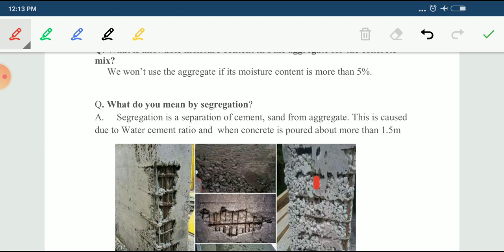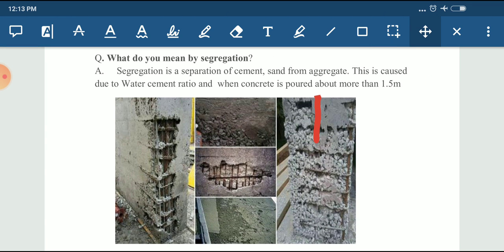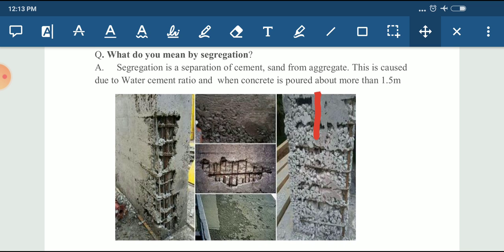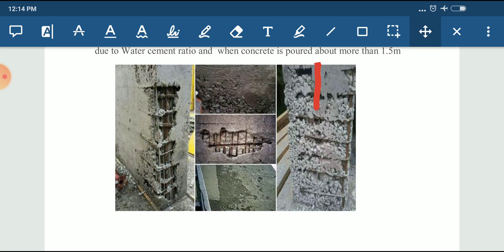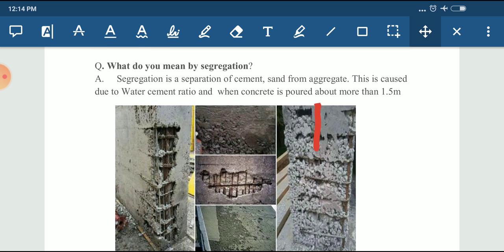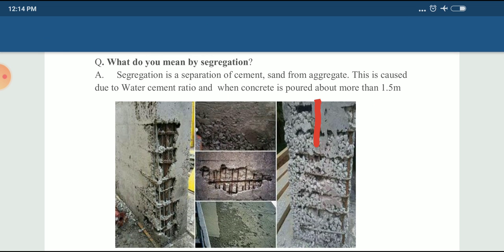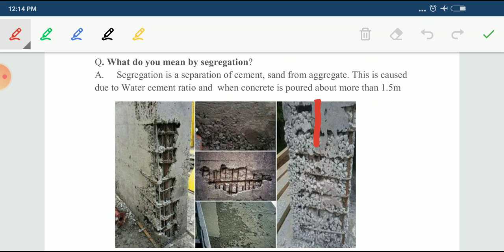Next, what do you mean by segregation? Segregation means the separation of cement, sand, and aggregate. It is a separation of cement and sand from the aggregate.